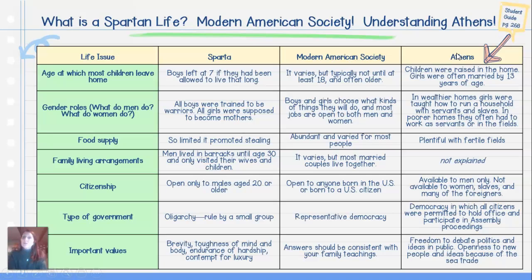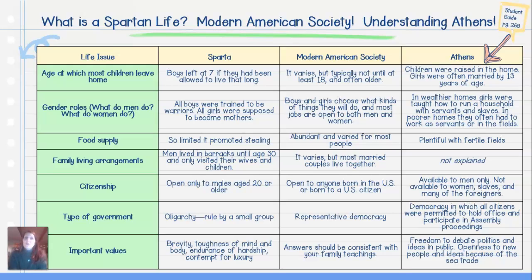And then age at which most children left home. So children were raised in the home. Girls were often married by 13 years of age. So, you know, most of you are right around that age now. You would be close to married if you lived in Athens at that time. Very, very strange, right? Gender roles, what do men do, what do women do?